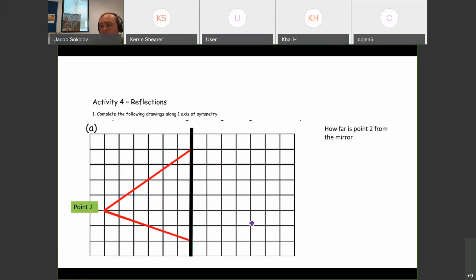Okay, so this is from your worksheet. Point 2, how far is that from the line of symmetry? The mirror line is basically a line of symmetry. Point 2, how far is that from the line of symmetry? 6. We're just assuming that it's centimeters. I'm not sure if it is, but it's 6 squares. We'll double check it. So we've got 1, 2, 3, 4, 5, 6. So if we need to reflect it, we need to measure out 6 squares.